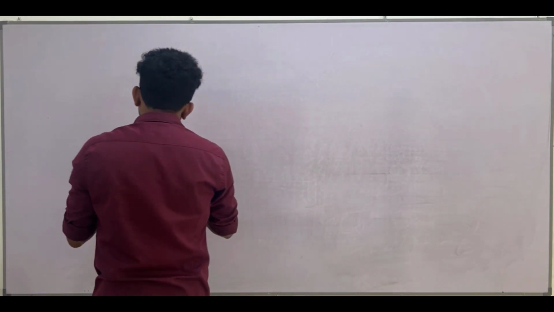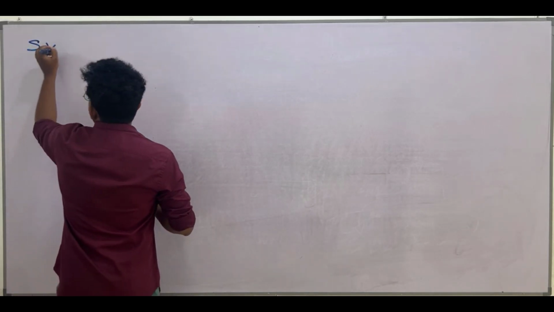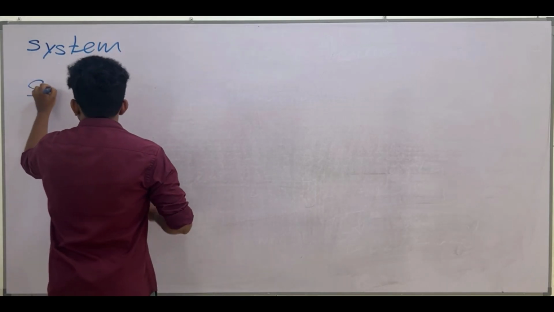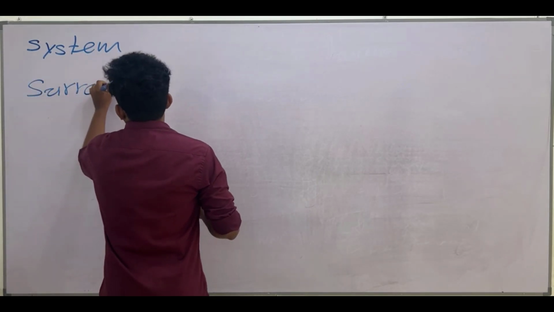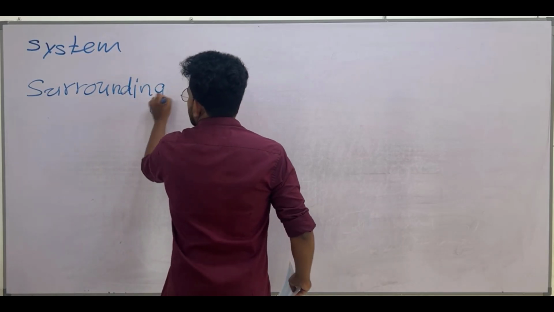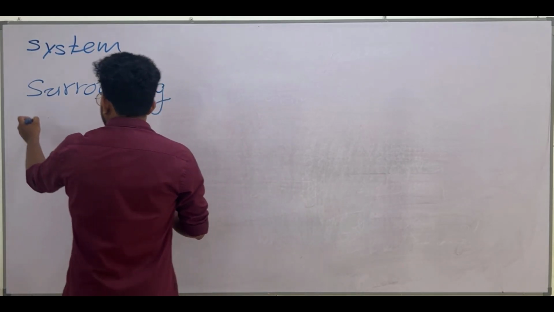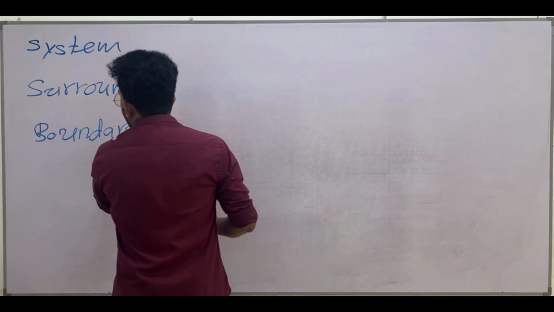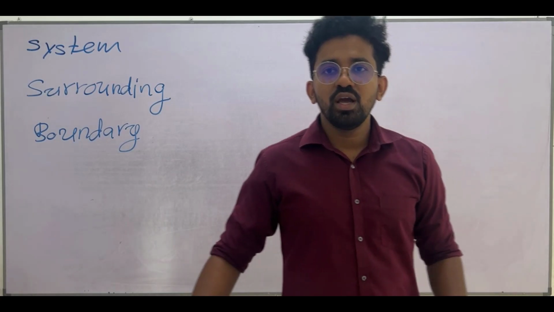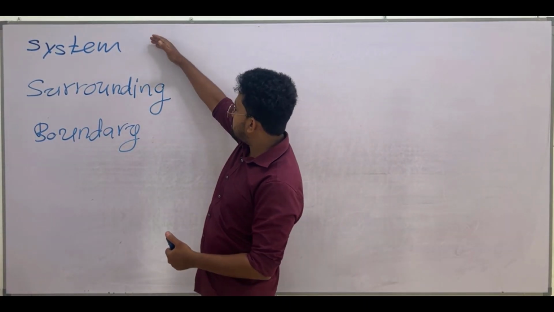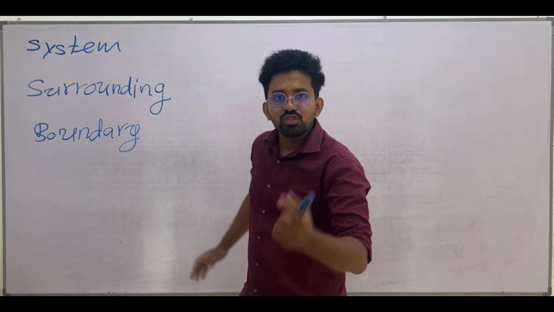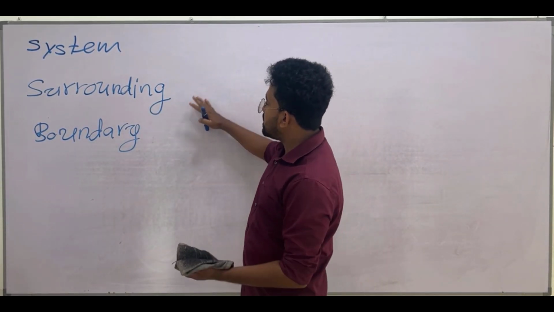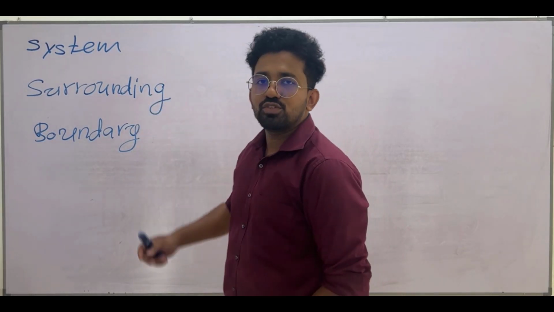Initially there are three terms. One is system. The other one is surrounding. The third one is boundary. System, surrounding and boundary. So we have to know the definition of each word. I will explain this one, right?